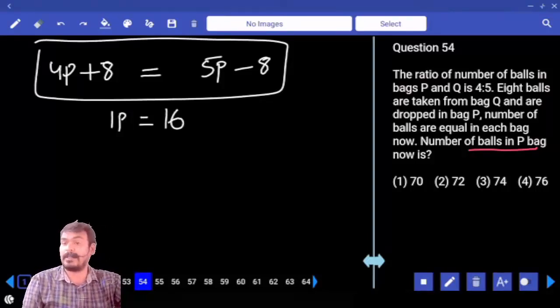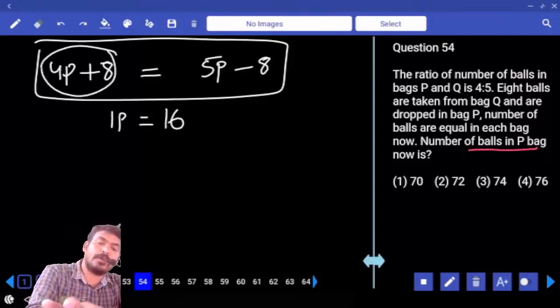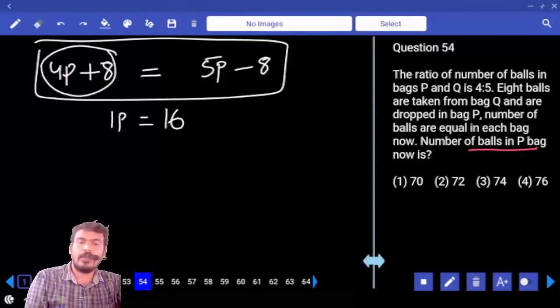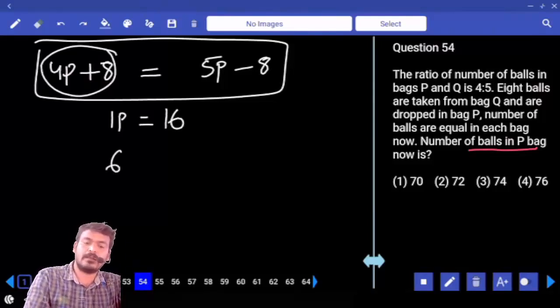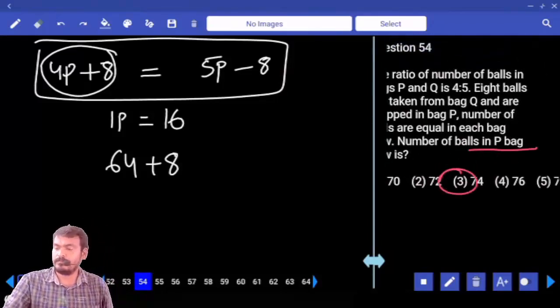But we required present value of P or not? Present value of P means 4P plus 8 or not? 1 part 16. 4 parts are 64 plus 8. How much? 72.